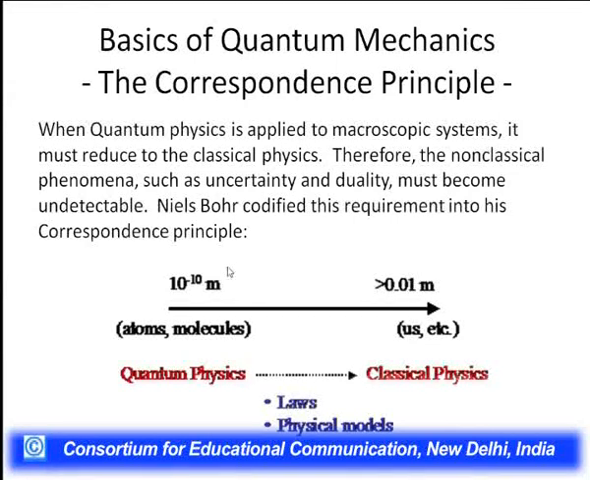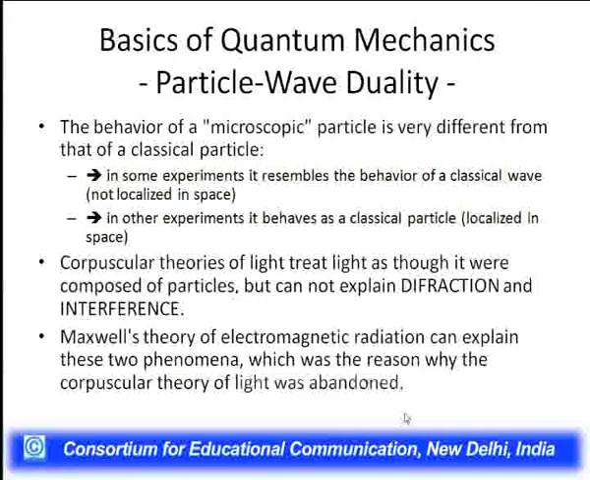Niels Bohr confined this requirement into the correspondence principle. It means that when we have quantum physics and approach classical physics, the laws, physical models, and predictions can no longer be explained by quantum mechanics.